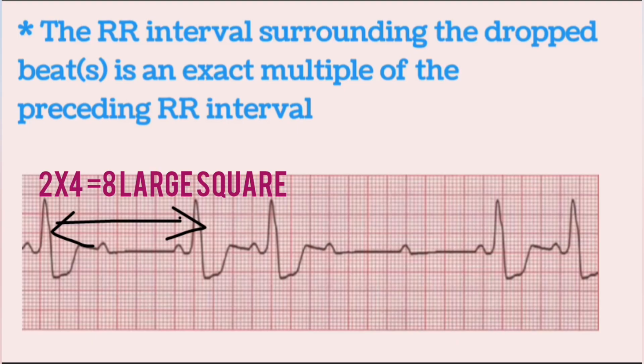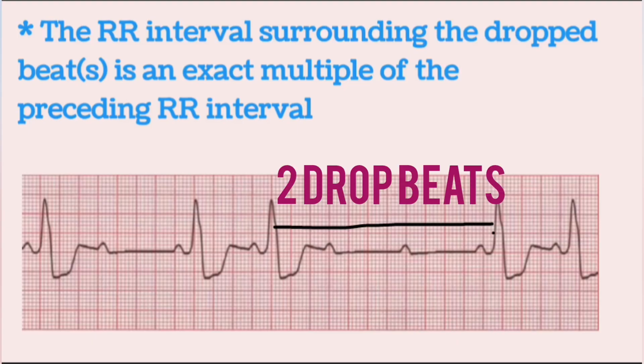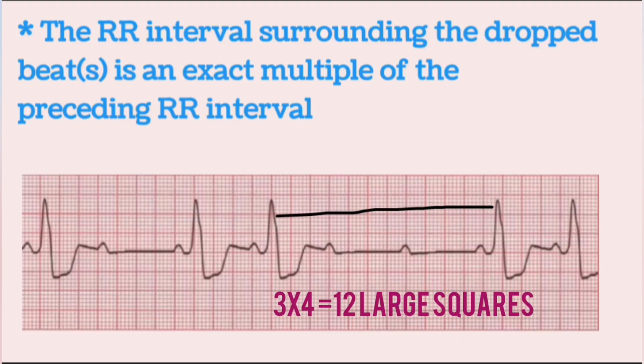In the strip, the RR interval is 4 large squares. Thus, on the left side where there is one dropped beat, we get the RR interval 2 times the 4 large squares. That means 8 large squares. On the right side, as there are 2 dropped beats, we get the RR interval 3 times the 4 large squares. That means 12 large squares.